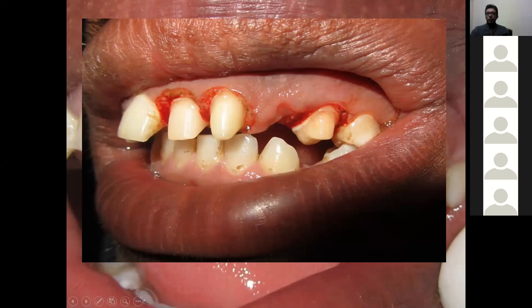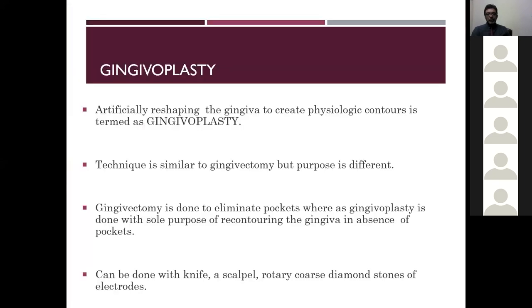Make an impression, go ahead with temporaries immediately. Because there is no bleeding, and there is also a very low chance of getting infection, you can even avoid antibiotics and give analgesics SOS whenever necessary. Now the last part of it is gingivoplasty, which I have said is artificially reshaping the gingiva, to create the physiological contours. And the technique is similar, but the purpose is a little different. Gingivectomy is done to eliminate the pocket, whereas plasty is done for the sole purpose of recontouring it.